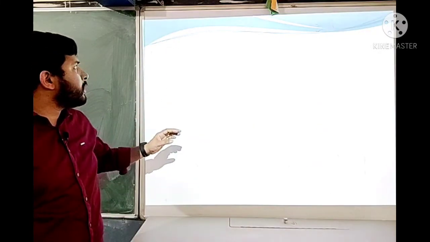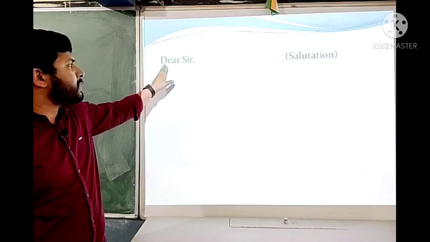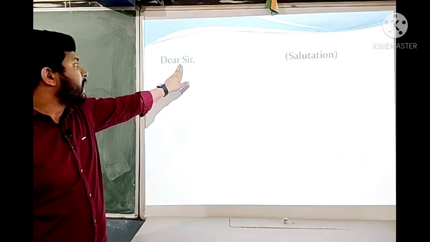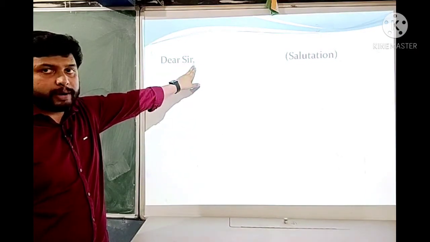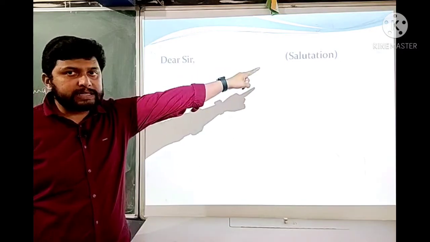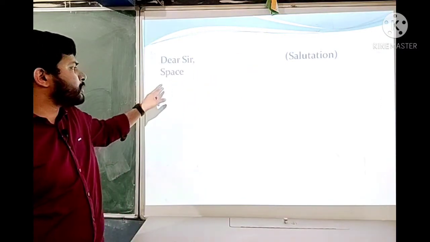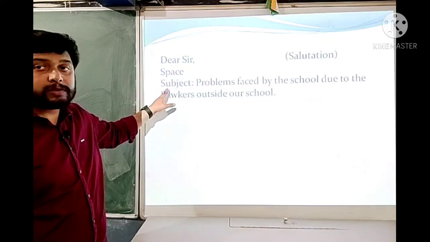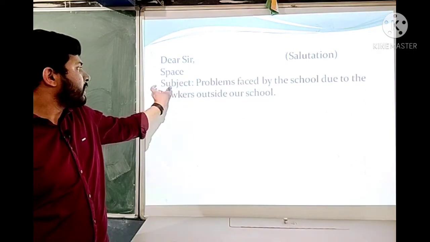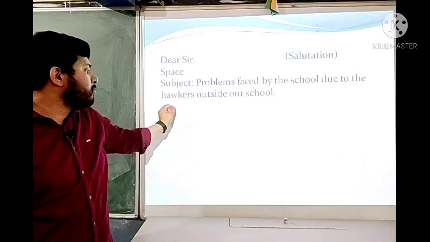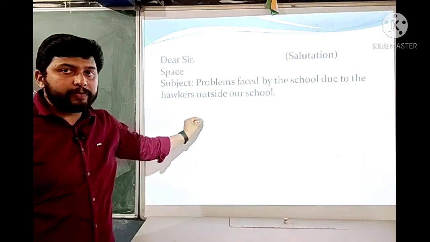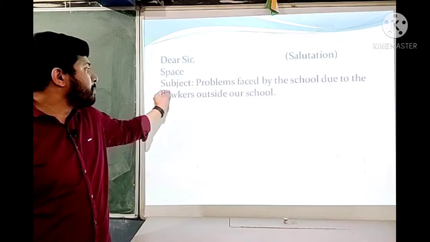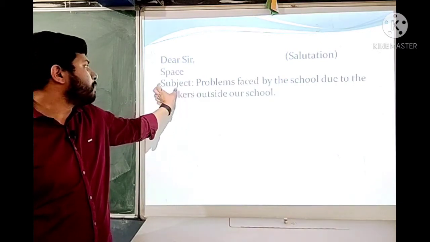Now, the next point is salutation. See, Dear Sir. S is capital, then there is comma. It is salutation. After salutation again, there must be one line space. Then there comes subject. Subject, see, it's in full form. Don't write like SUB, then double dot. Okay? It must be written in its full form.